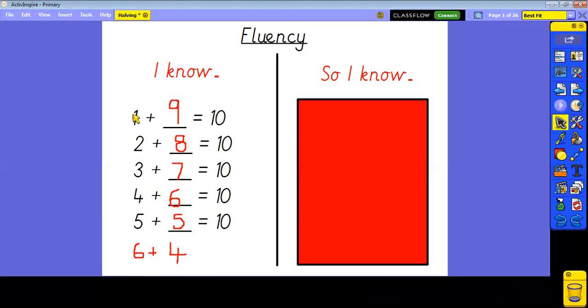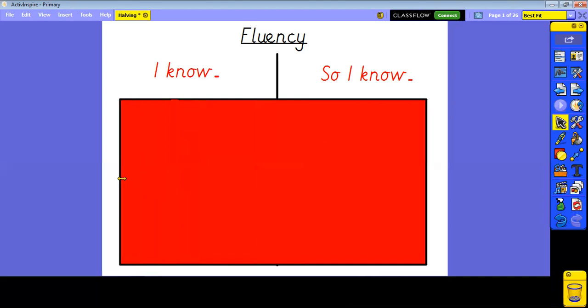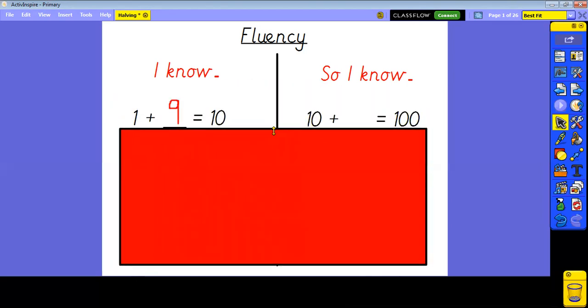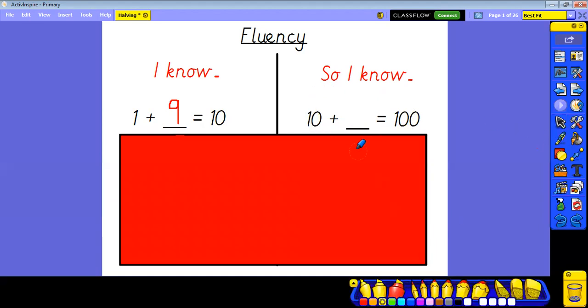So if I know that 1 add 9 equals 10, I can use this number fact to help me calculate 10 add something equals 100. So I just want you to have a look at this number sentence here. And I want you to just first of all think, what is the same between this number sentence and this number sentence? And what is different? So have a go at just thinking about that now. What is the same and what is different?